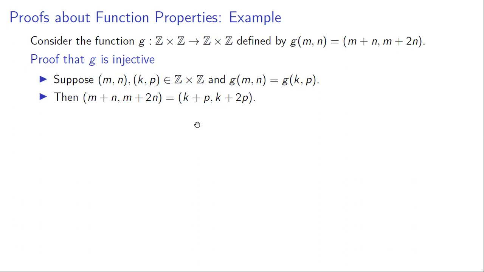Going a step further, if these two pairs are equal, that means the corresponding items in the pairs are equal, meaning this m plus n must equal k plus p, and m plus 2n must equal k plus 2p. So we have that m plus n is equal to k plus p, and m plus 2n is equal to k plus 2p.